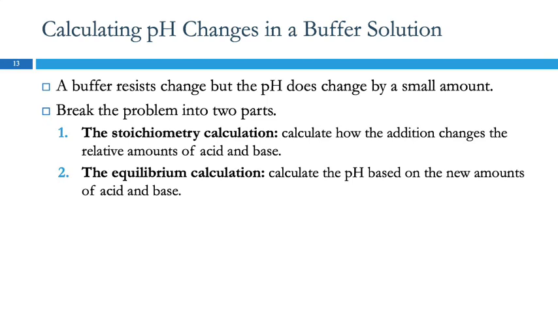Calculating pH changes in a buffer solution. Buffers resist change in pH, but it does change a little bit. If we want to know what the pH is going to change to if we add something to this buffer, we're going to make this into two parts. There's a stoichiometry calculation to calculate how the addition changes the relative amounts of acid and base, and then we do the equilibrium calculation to calculate the new pH. That's where we can use the Henderson-Hasselbalch equation.